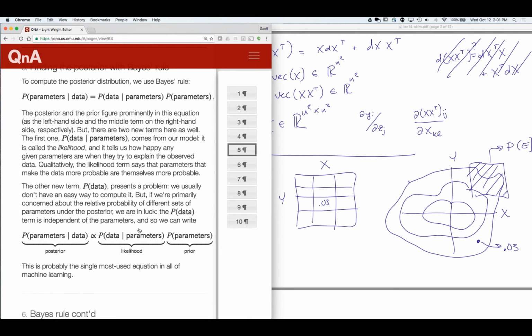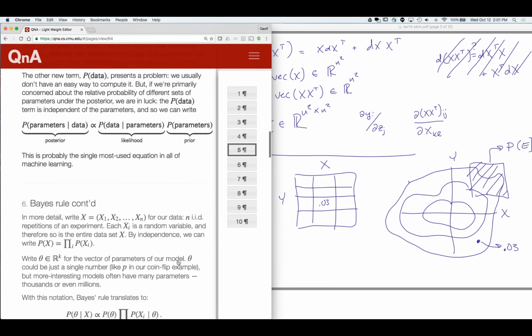And so we can get the relative ordering of different sets of parameters under the posterior, even if we are not able to figure out P of data. In other words, even if we're not able to normalize this and get an actual probability distribution or probability density. And this here is an important equation. It may well be the single most used equation in all of machine learning.